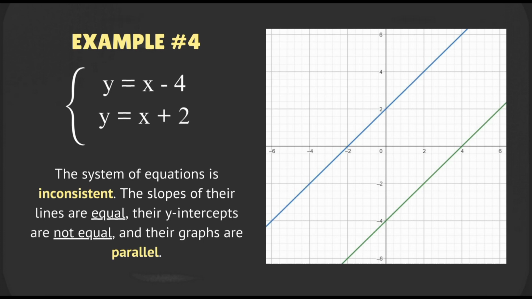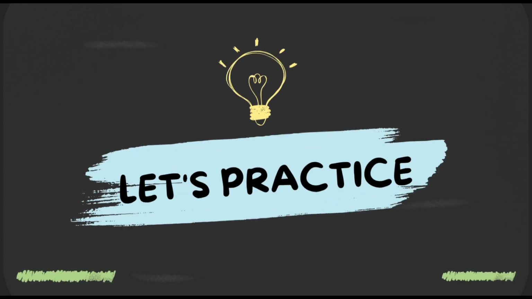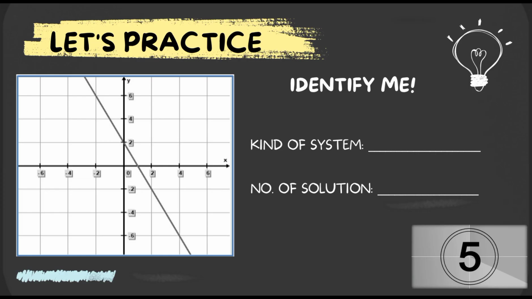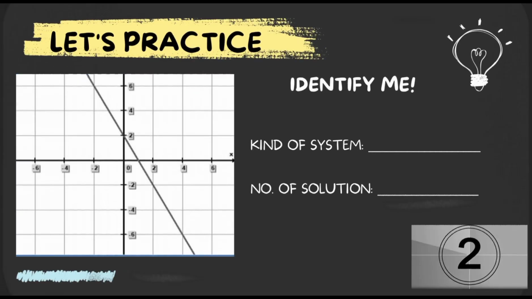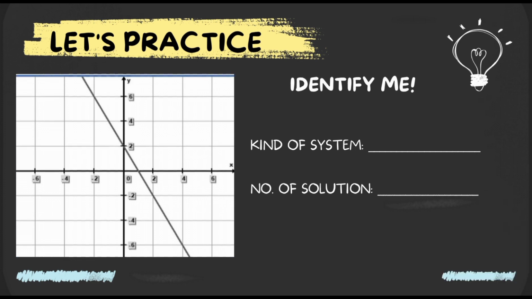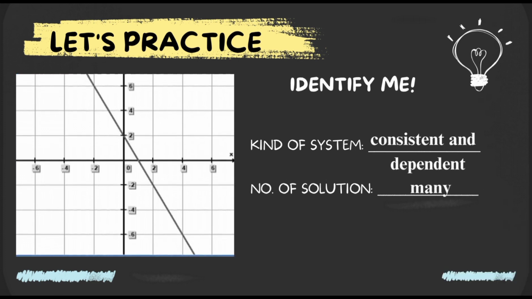So I want you to try this one on your own, wherein based on the picture, you are going to identify the kind of system and the number of solutions. I'm going to give you 5 seconds to answer this question. So let's start. So the answer is, it is consistent and dependent and it has many solutions.